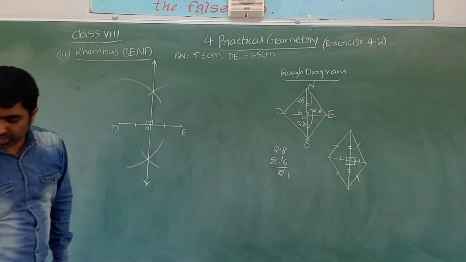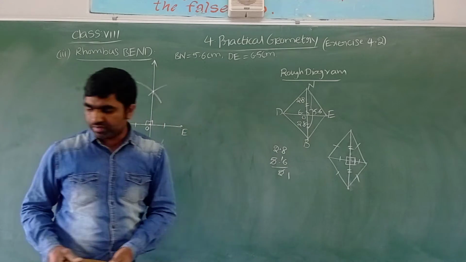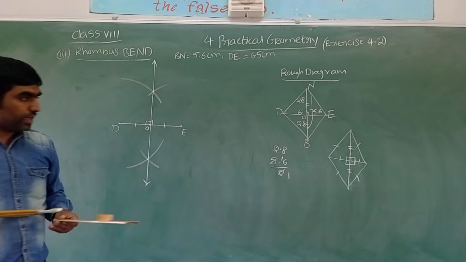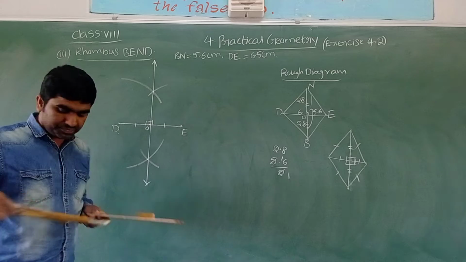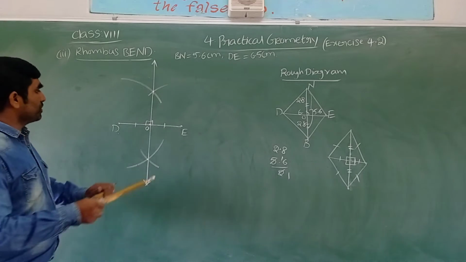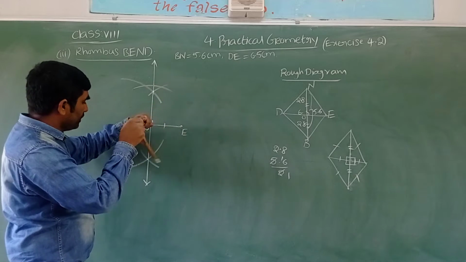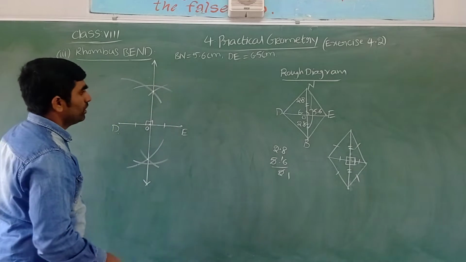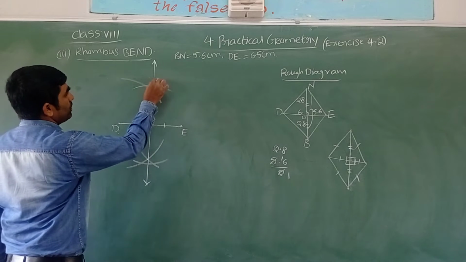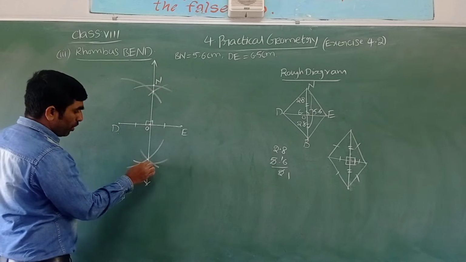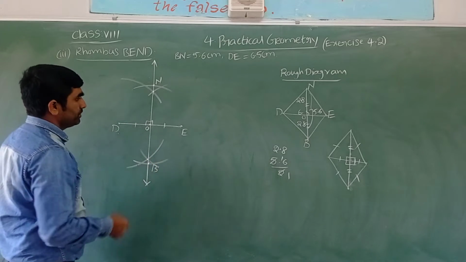Now we can take the compass and set the compass length to 2.8 centimeters. From vertex O, you can draw an arc above the DE and below the DE. Now this arc intersects the line. Name the intersecting point as N. And this bottom arc also intersects the line. Name the intersecting point as B.